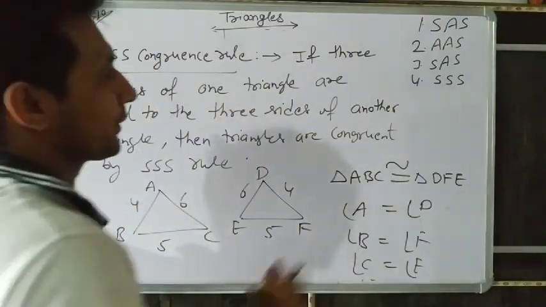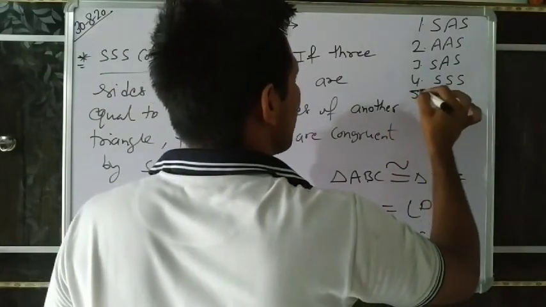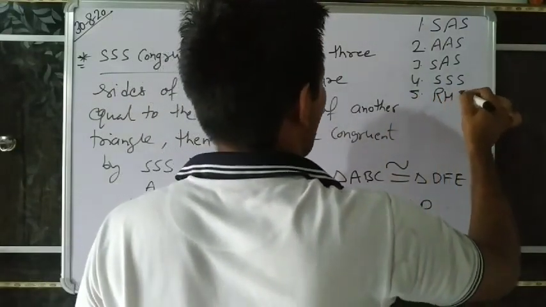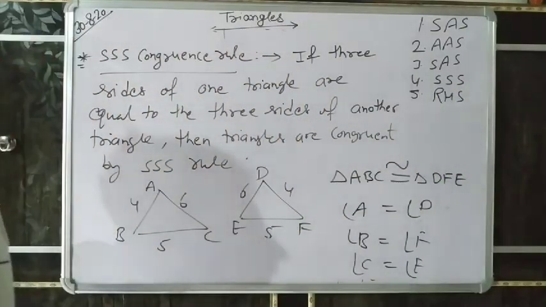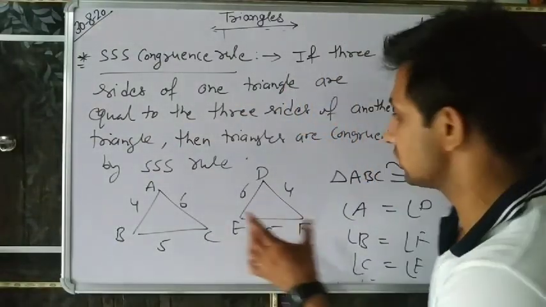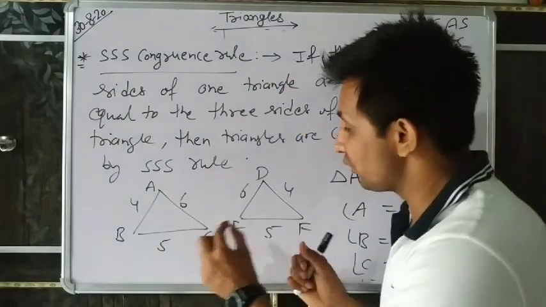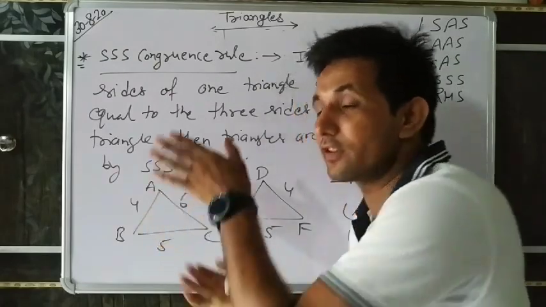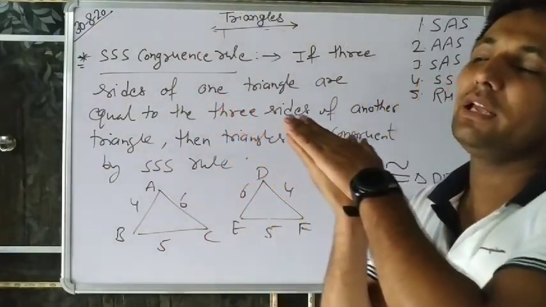So note it down, it is the fourth property. Now the fifth case is RHS: right angle, hypotenuse, and side. What is the meaning of congruent? Congruent means if we put one triangle on another, they will cover each other completely.